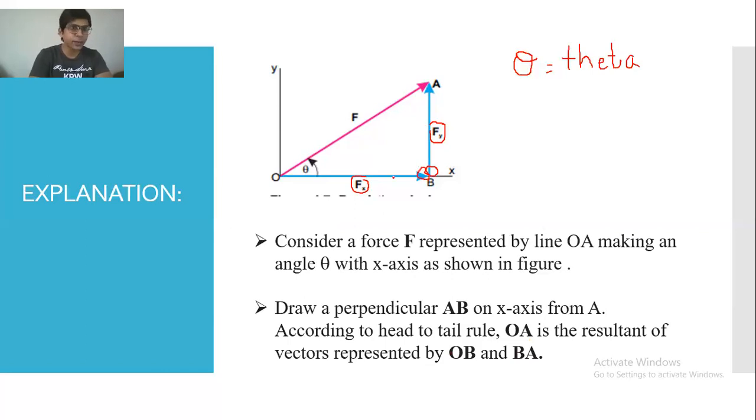So these are added by the head to tail rule, and the tail of the last vector is joined with the head of the first vector. Sorry, the tail of the first vector is joined with the head of the last vector. So this is the resultant force.